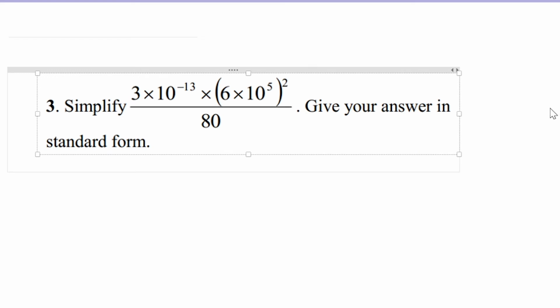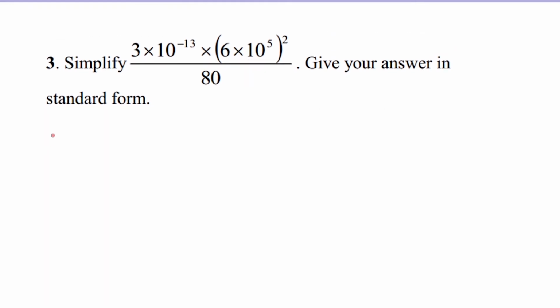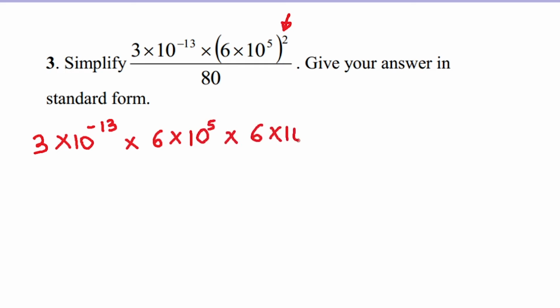So again, we are asked here to simplify, and we are supposed to give our answer in the scientific standard form. Again, we are going to do the same here. We are going to break it down as much as possible. So we shall say it is 3 times 10 to the power negative 13. Multiply that by, now this is 6 times 10 to the power 5 squared. This squared means that this thing is multiplied twice. So let's expand it like that. So 6 times 10 to the power 5, multiply that by 6 times 10 to the power 5. That is what it means when they say squared.